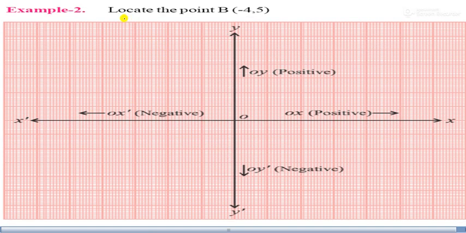Now locate the point minus 4, 5. So first of all, you can count this one: 1, 2, 3, 4 and 5. And here is 1, 2, 3, 4 and 5. And downwards it is minus 1, minus 2, minus 3, minus 4 and minus 5. What will it be here? It is minus 1, minus 2, minus 3, minus 4 and minus 5. So plot the minus 4 and 5.